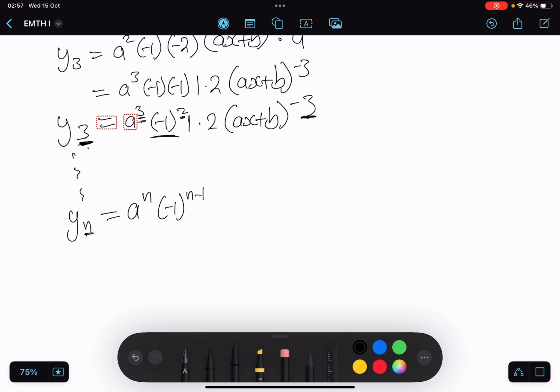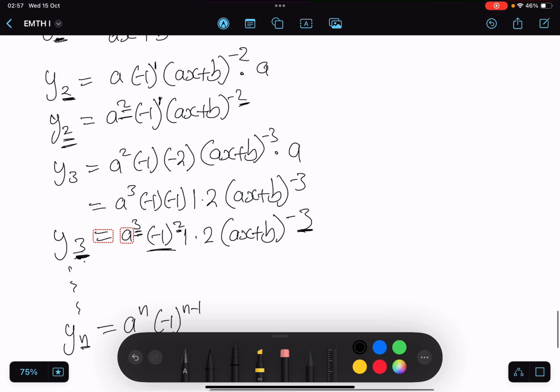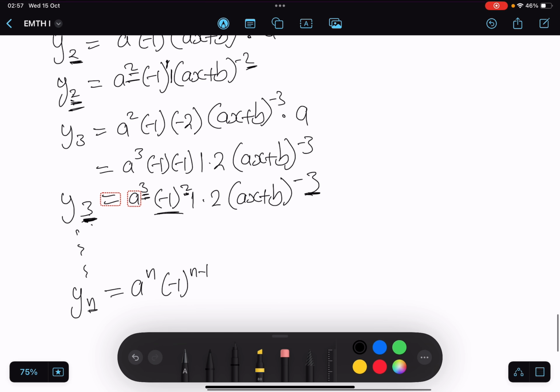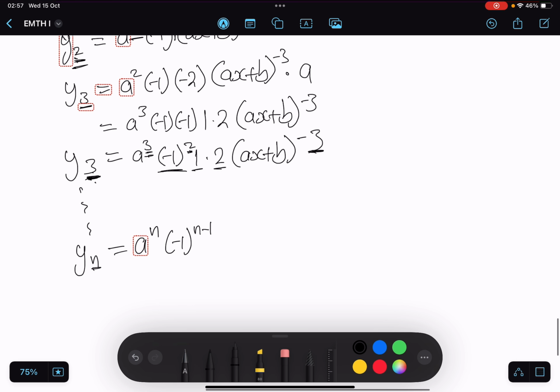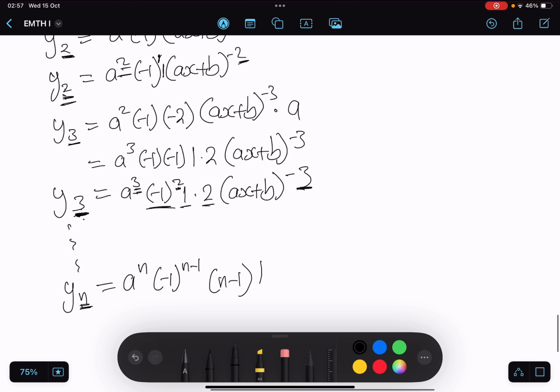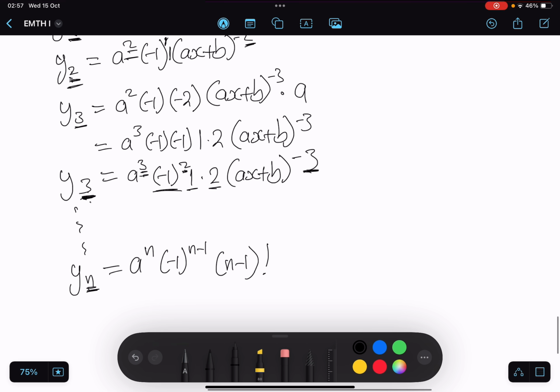n minus 1. And then also looking at this, when it's 2 here, you have 1 here. When it's 3 here, you have 1 times 2, isn't it? Which means when it's n, you're going to have n minus 1 factorial, because this is 3, this is 2, right? And 2 is equal to 3 minus 1.